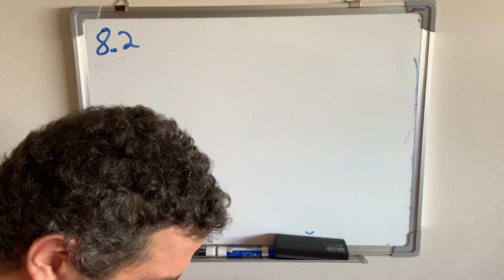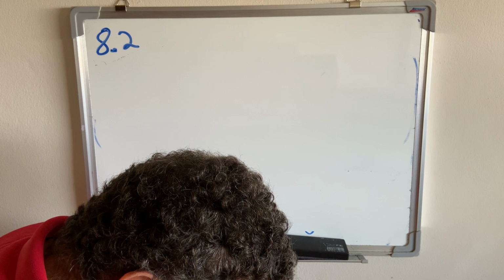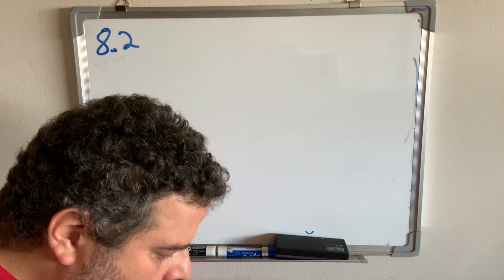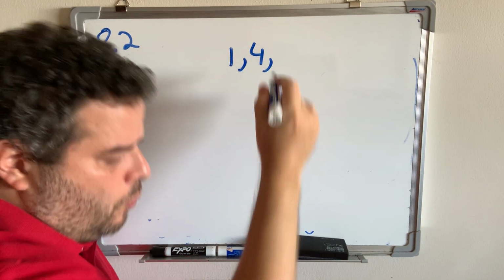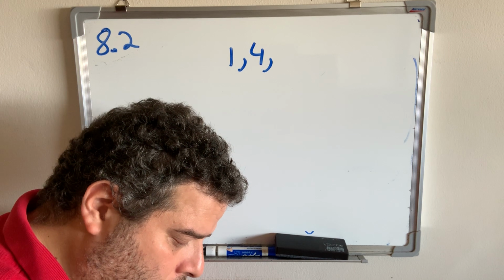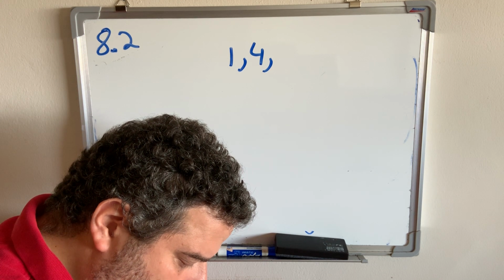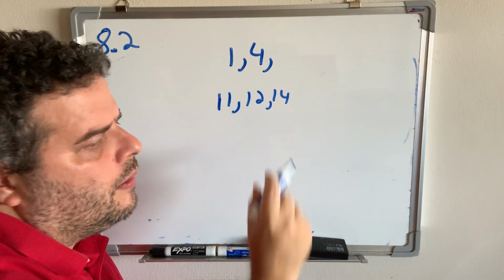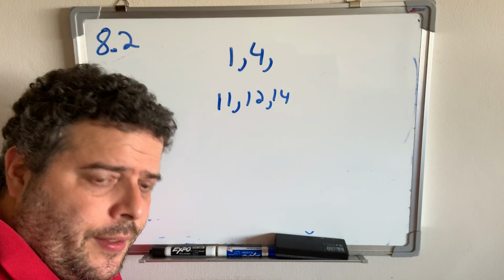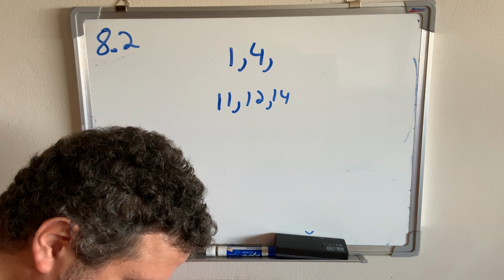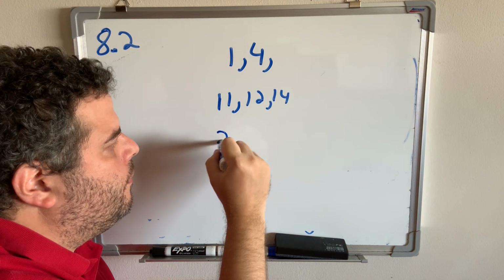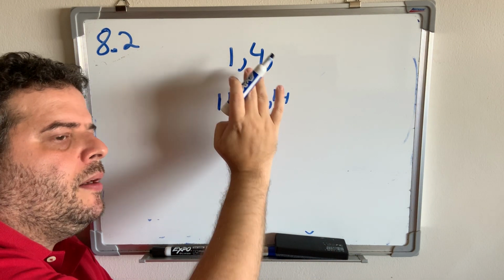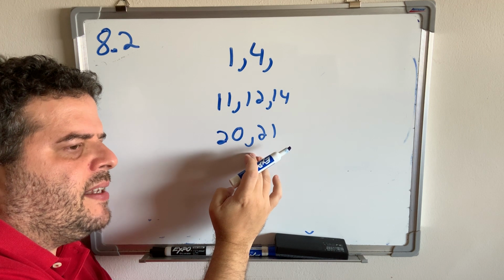Now for homework, please do one from the exercises, 1-4, which is finding the component form. You're also going to do 11, 12, and 14, which was example 3, and 20, 21, which was what we just did, example 4. So example 1, example 3, and example 4.